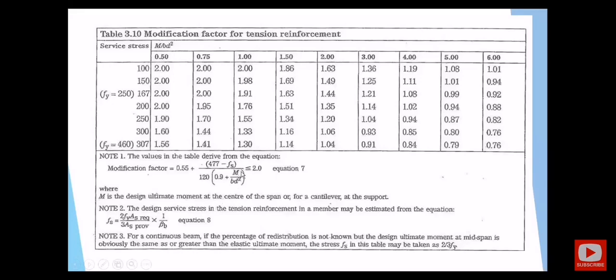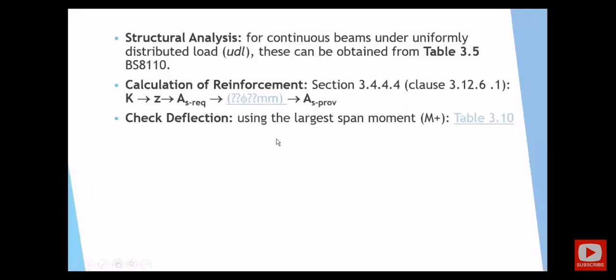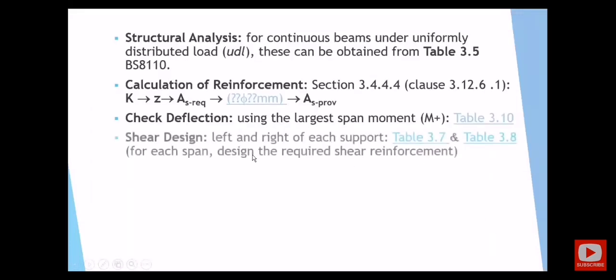Then M in this part here, always the M that we use is the maximum positive moment. Maximum span moment means maximum positive moment. B and D: B is the web width, and D is the depth of the beam. So this is the same equation and the same modification factors that we use to check deflection in beams and slabs. Okay, if the deflection is safe, then you have to design for shear.